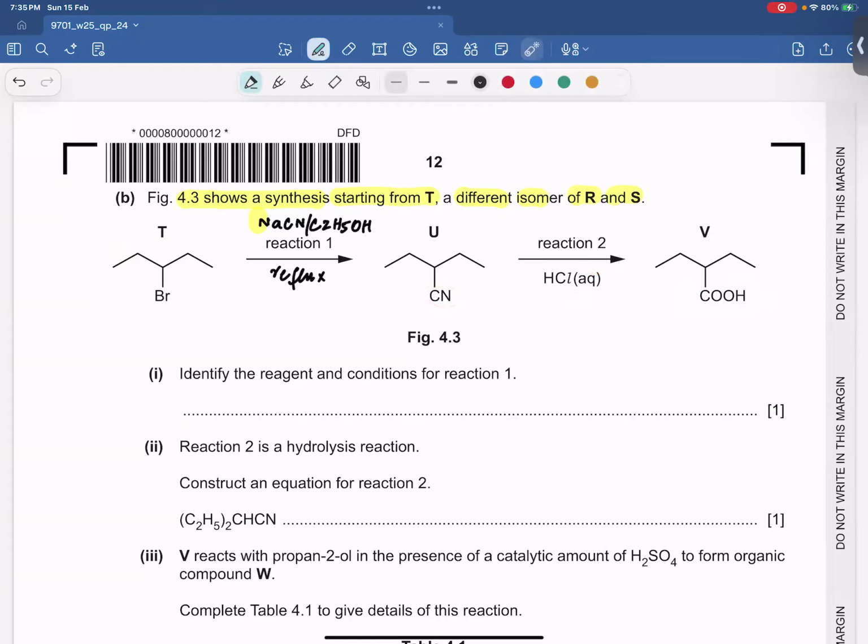Okay, so that's acid hydrolysis. And in class, I've told you that the examiner is going to write this also in this way: H plus slash H2O or H3O plus. If you remember that thing, right? Identify the reagent and conditions for reaction 1. Sodium cyanide or potassium cyanide and ethanol, and the condition is reflux.